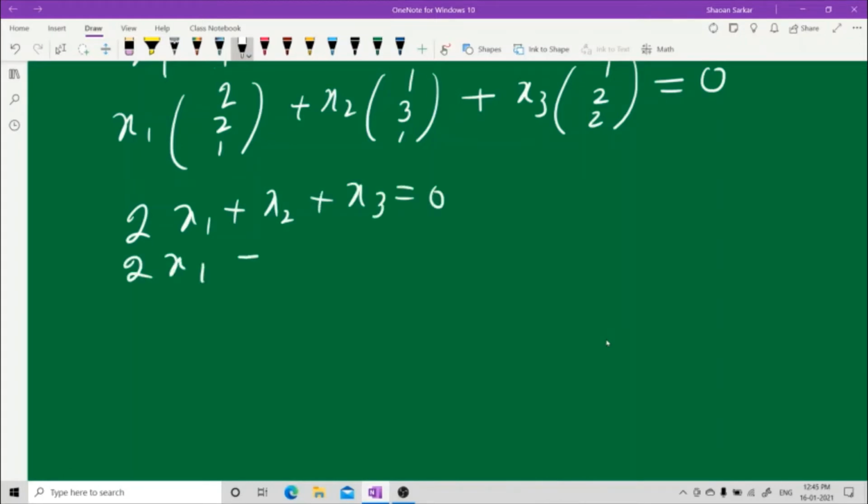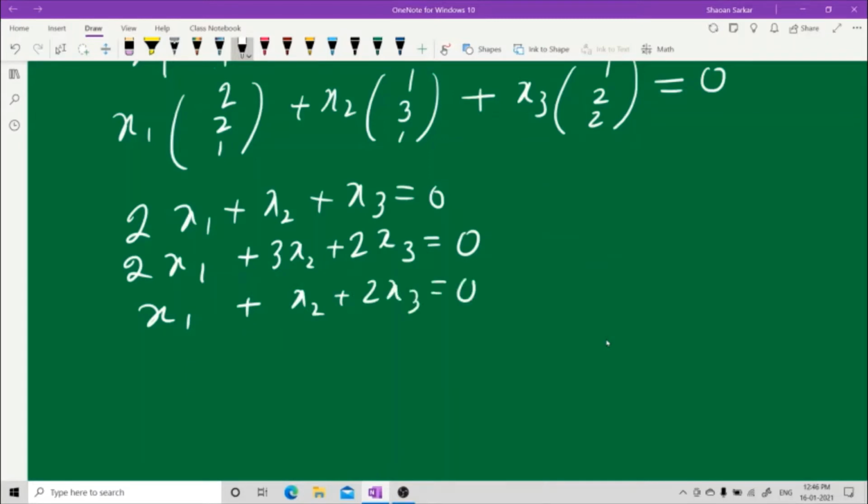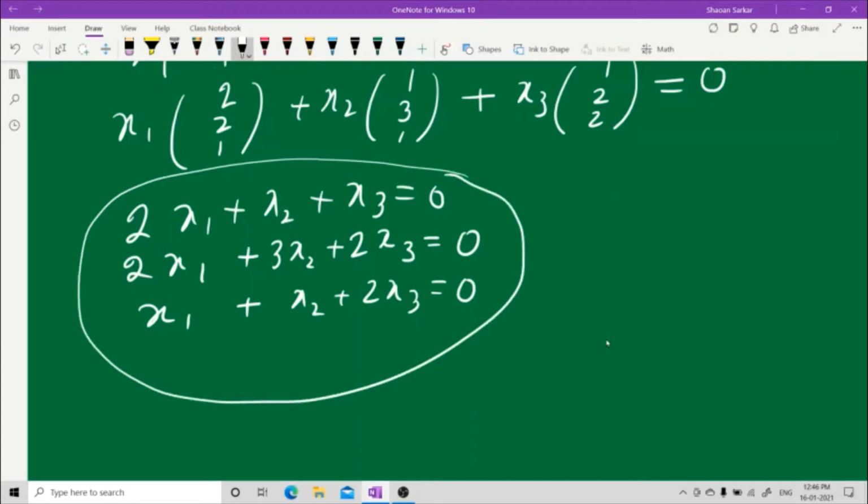2x1 plus 3x2 plus 2x3 equal to 0. x1 plus x2 plus 2x3 is equal to 0. Now see one thing, this is in the format of Ax equal to b, 0.